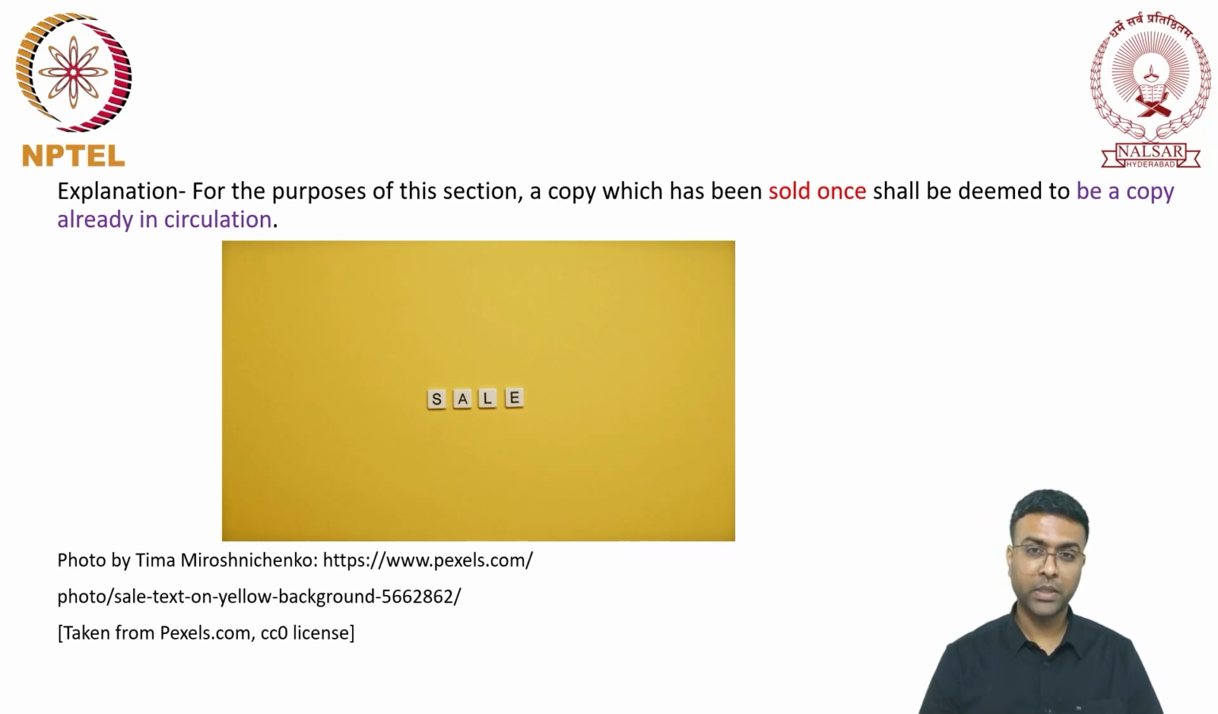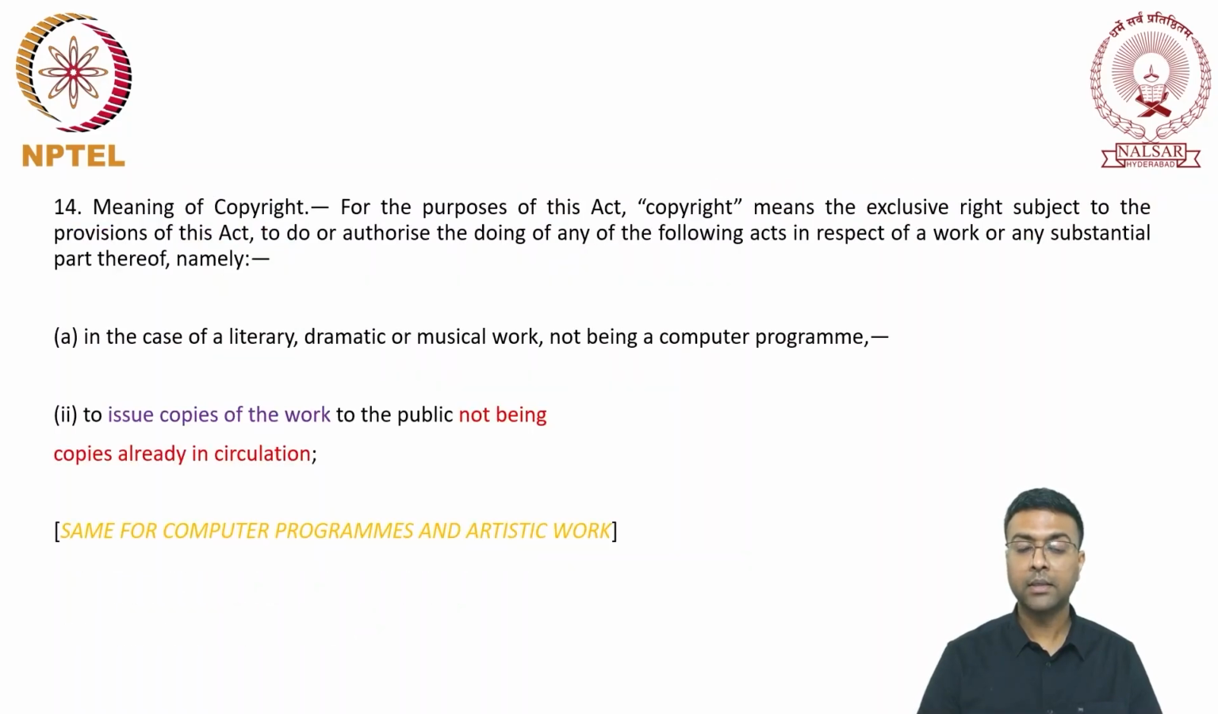There is an explanation to section 14 which says that for the purposes of this section, a copy which has been sold once shall be deemed to be a copy already in circulation. What we then understand is that the copyright holder, once he has engaged in the sale of a copy, since we are considering books, since a unit book has been sold, now that unit is in circulation, and therefore under section 14, the copyright holder can no longer exert his issuance of copies right.